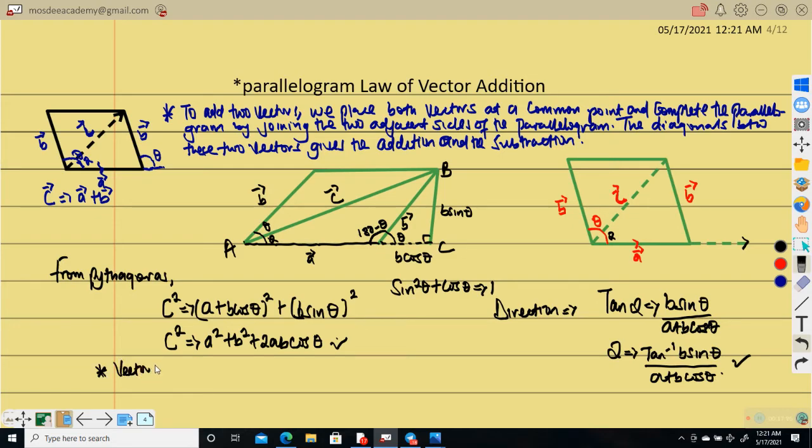Vector addition of equal magnitude. Now, when the magnitudes of the vectors are equal, instead of this being B, let's take everything as A. This is A, this is also A, like A and A vectors giving you the resultant vector C, which I will call R here. Using this for the equal magnitude diagram, a quick one.